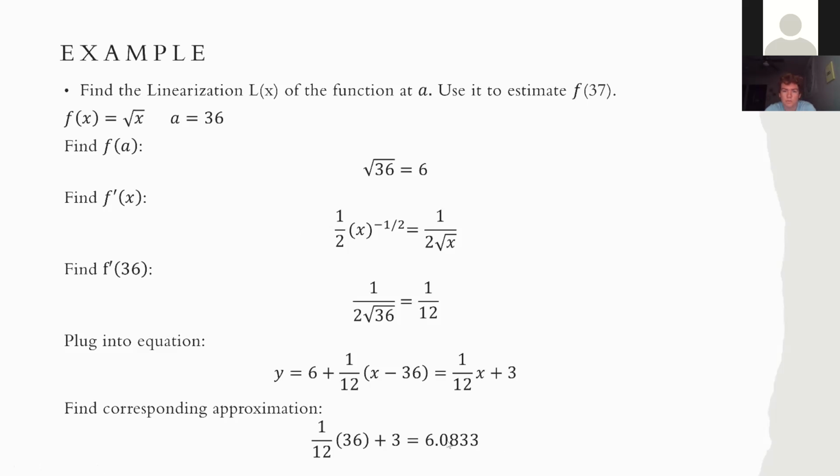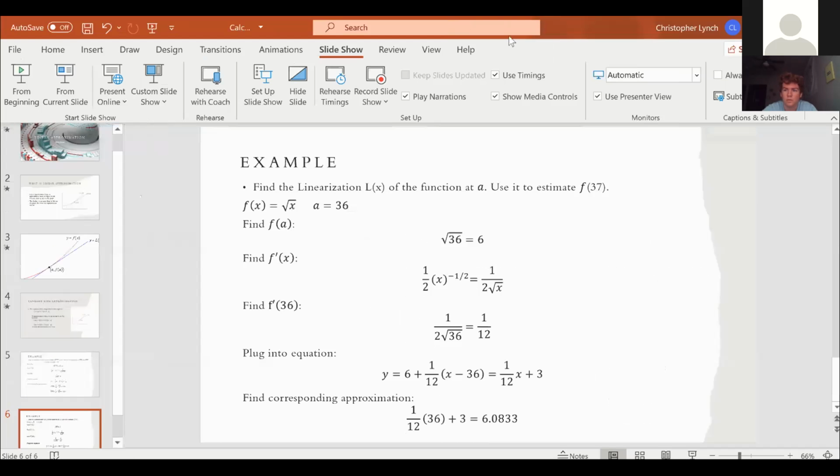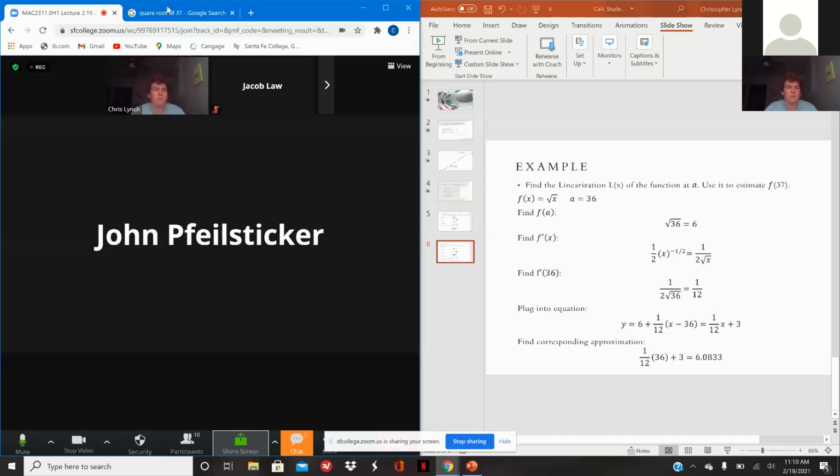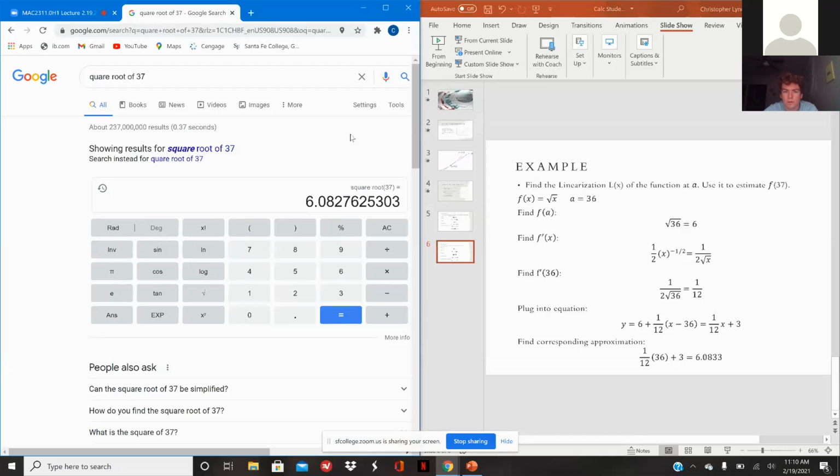So does anybody have any questions on linearization? I think this is very nice. Just for fun, maybe we can tab over and calculate the square root of 37 using a calculator and see how far off we are. We should be pretty close. Absolutely. Let me see. One second. Yeah, no stress. So yeah, it's very, very close. Nice.